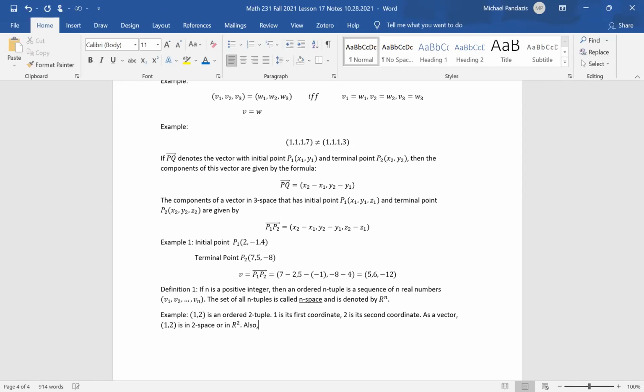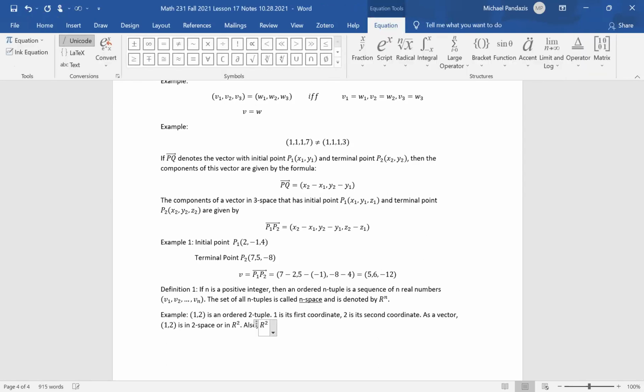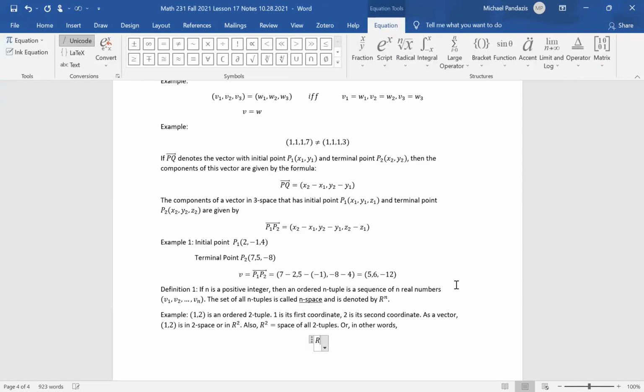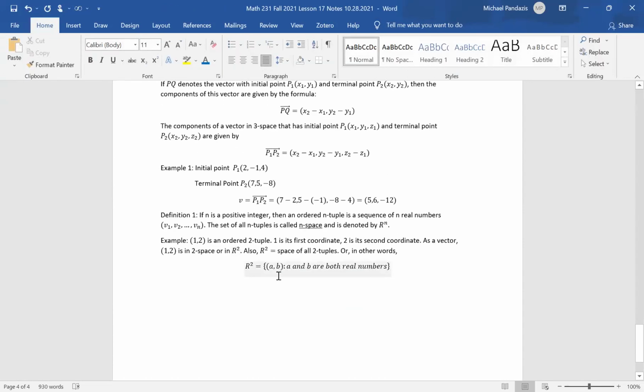Also, R^2 is equal to the space of all 2-tuples. Or, in other words, R^2 is equal to the set of all ordered pairs (a, b) such that a and b are both real numbers. Okay, so R squared is the set of all (a, b) such that a and b are both real numbers, right?